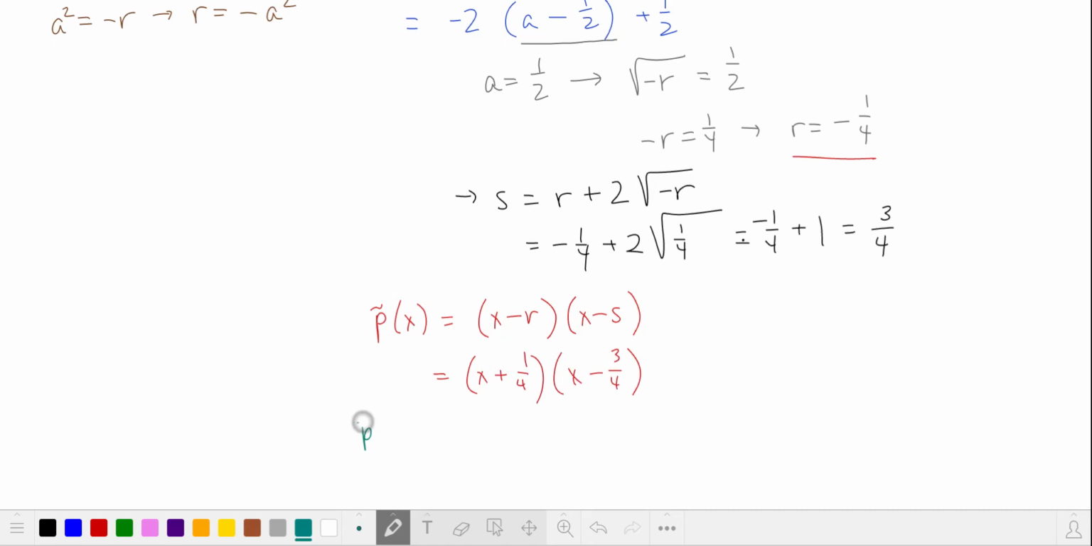The problem asks for p of 1, so we'll substitute. This is 5/4 times 1/4, which is 5/16, and that is option A.